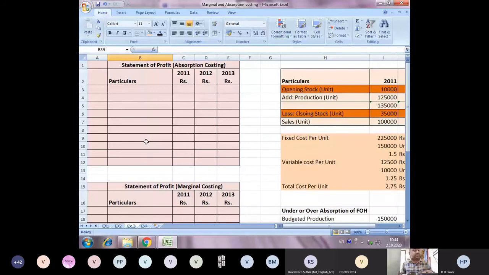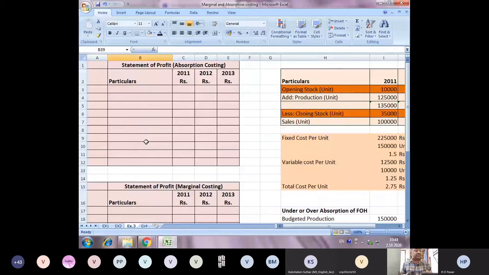So this is example number 3. I will just read the example first. A company produces and sells its product at rupees 5.20 per unit. The production cost was as under: annual fixed cost 2,25,000. Marginal cost per unit is 1.25. Normal production capacity is 1,50,000.